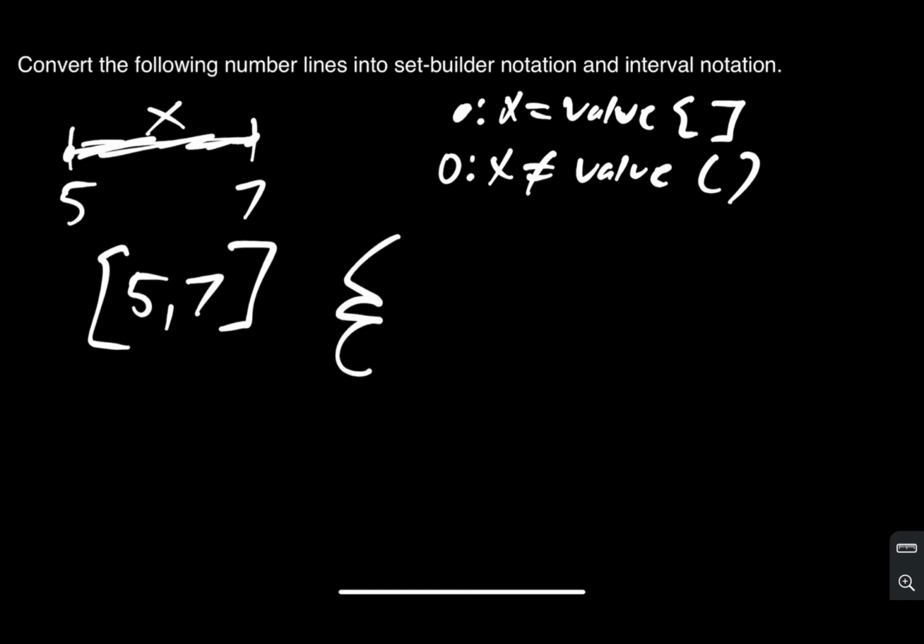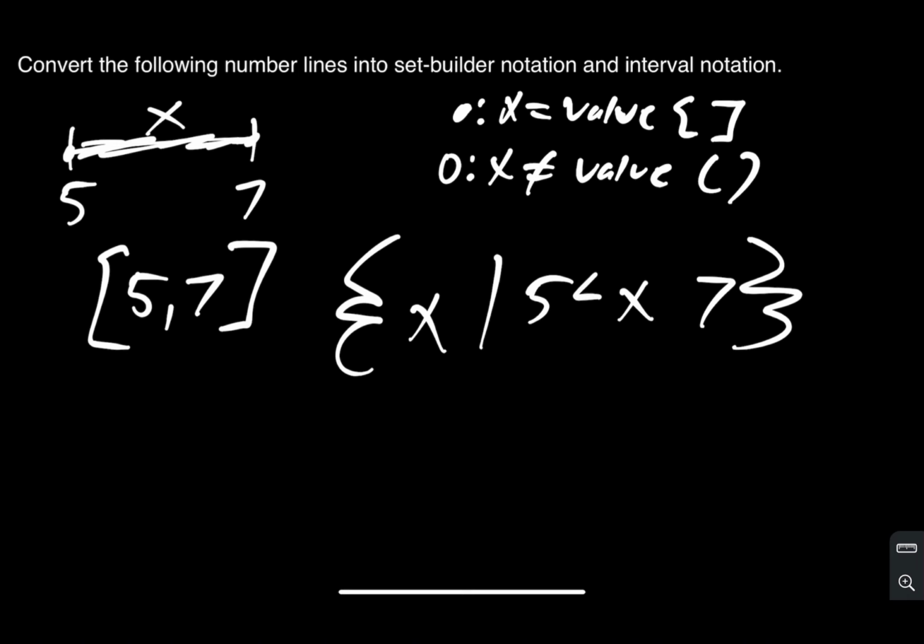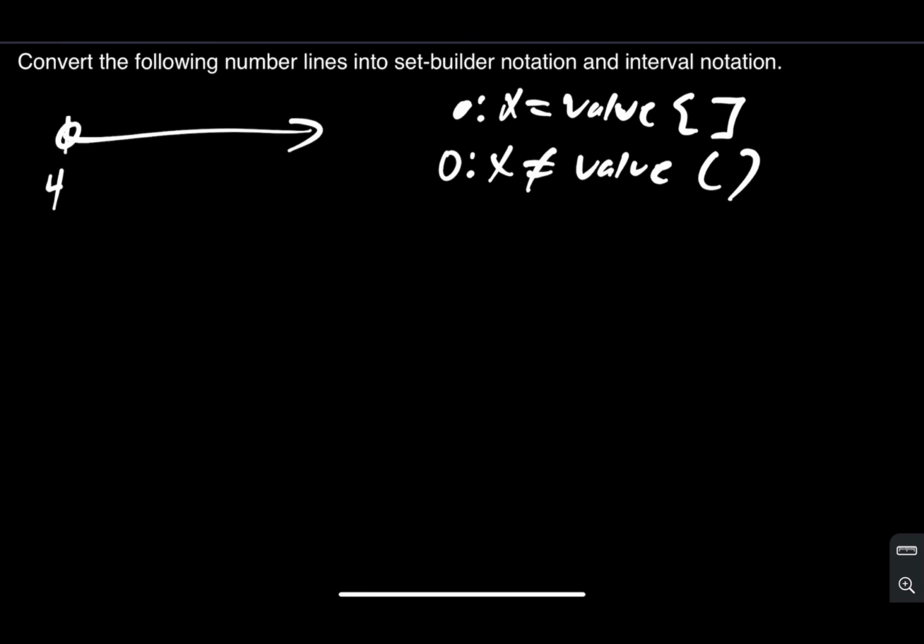Now, for your set builder notation, x is going to be in between 5 and 7. Notice that x is to the right of 5, so x is greater than 5. And x can also equal 5 because we have that shaded endpoint. So x is going to be greater than or equal to 5. Then we have 7. x is to the left of 7, so x is going to be less than 7. But it has a shaded endpoint, so it can also be equal to 7. So it's going to be less than or equal to 7. And that's your answer.